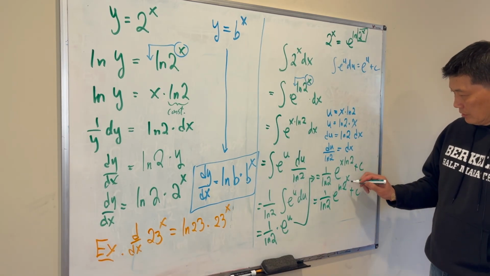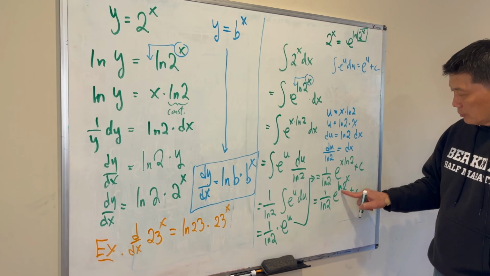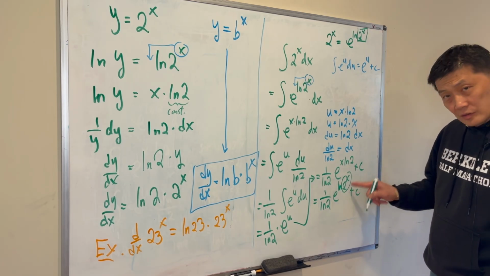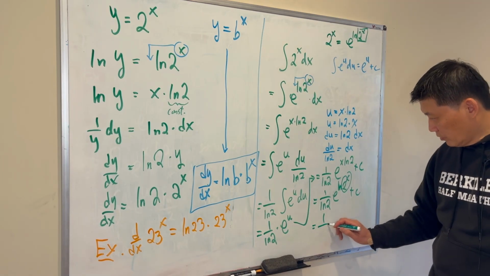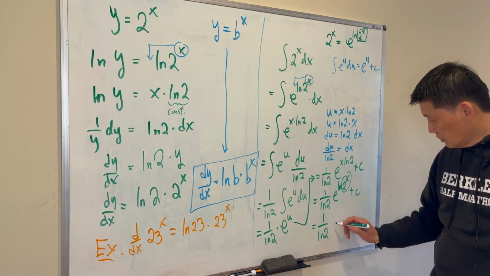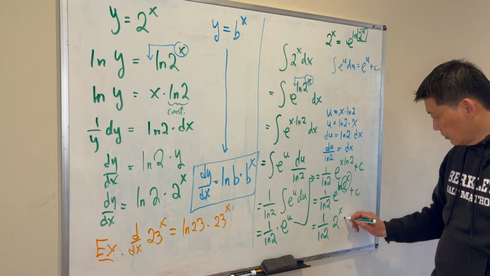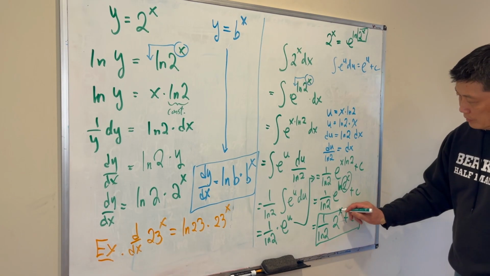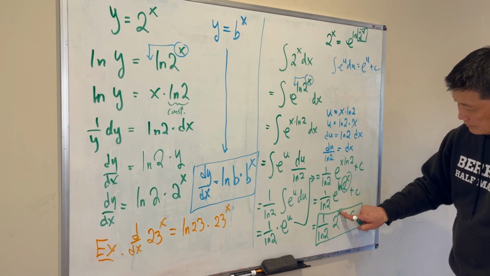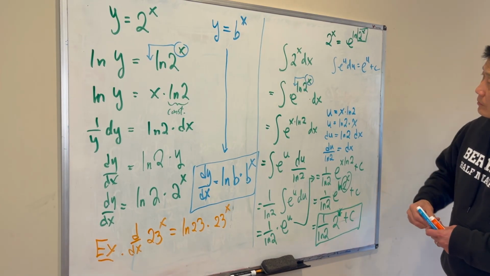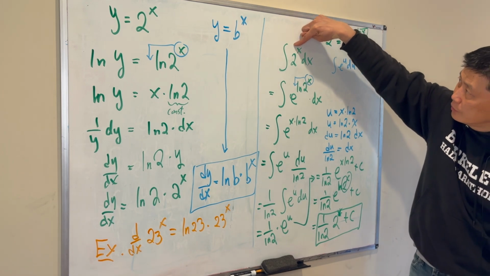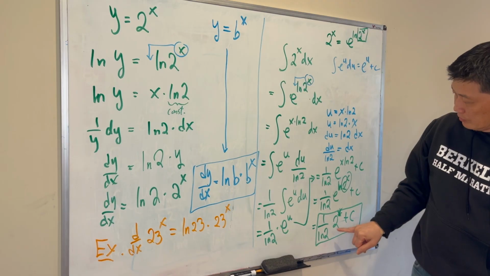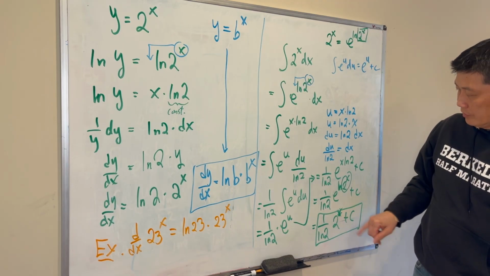Now remember, e to the power of ln of something is just that something. So this is 1 over ln 2 times 2 to the x plus c. So we went from the integral of 2 to the x dx to 1 over ln 2 times 2 to the x plus c.